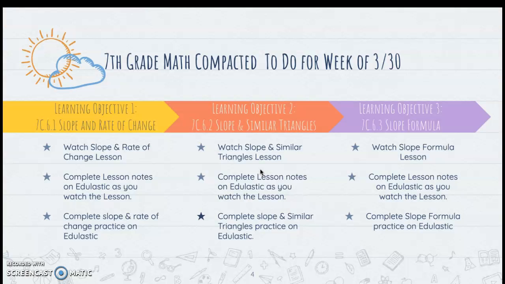Then you're going to move on to this week's assignments. So I really simplified what our presentation looks like from before. You had the 4 different slides. This is basically your entire week at a glance. We have 3 learning objectives this week. You will typically have 3 to 4. Learning objective 1 is slope and rate of change. Lesson 2 will be on slope and similar triangles, and lesson 3 will be on our slope formula.